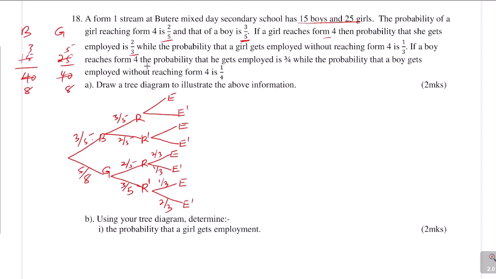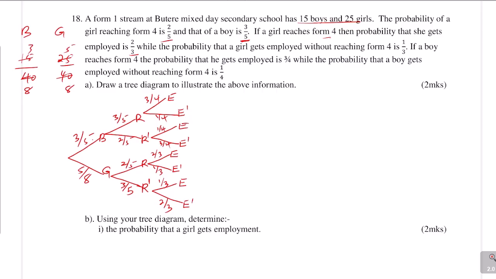If a boy reaches Form 4, the probability that he gets employed is 3/4, so not getting employed will be 1/4. Then without reaching Form 4 and getting employed is 1/4, so the other one will be 3/4. So that is the complete tree diagram with all the probabilities indicated.